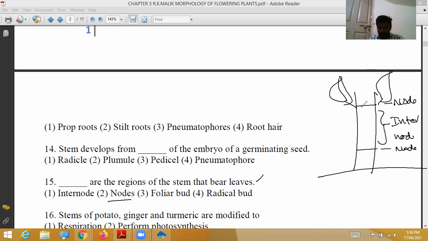From the node region, leaves are formed. This is the node where leaves are formed. Internodes do not bear leaves. So nodes are the regions of the stem that bear leaves. The correct option for the 15th question is the second. Foliar bud and radical bud are different and not related to this question.